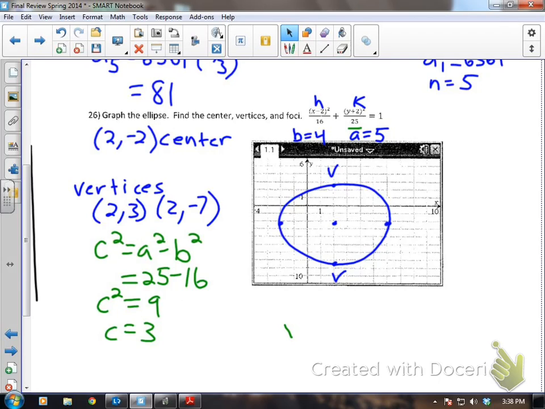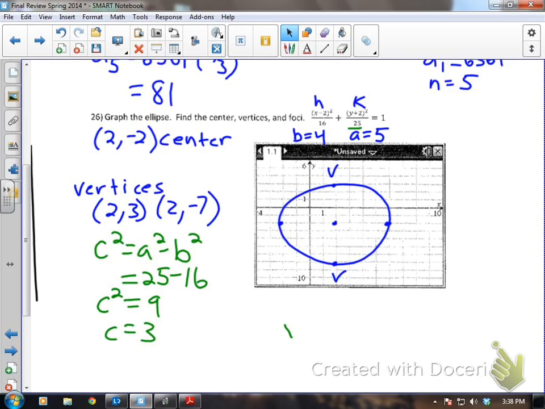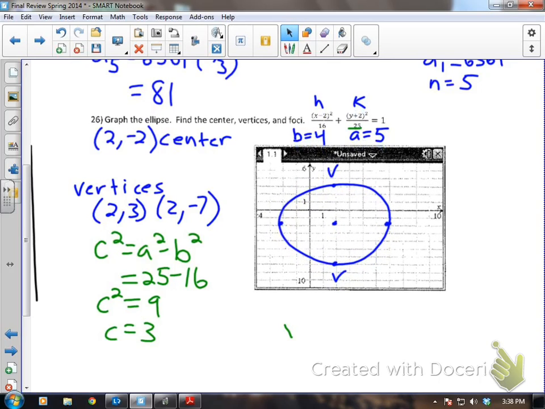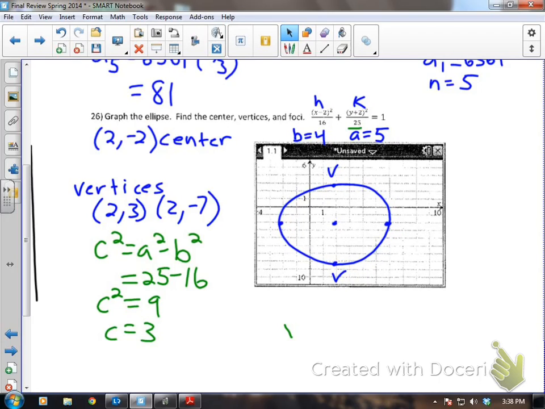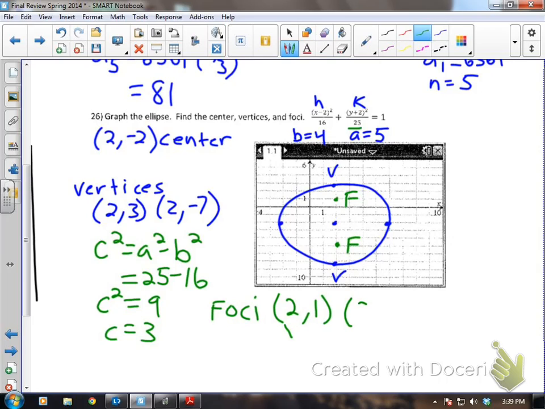Let's see, I moved my graph just a tiny bit. Let me see if I can fix that. There we go. I'm going to go from the center 3 units up and 3 units down. So 1, 2, 3, and 1, 2, 3. There are my foci. So my foci, then, if I list those points, are at 2, 1, and at 2, negative 5. It should be. Okay. And we're done.